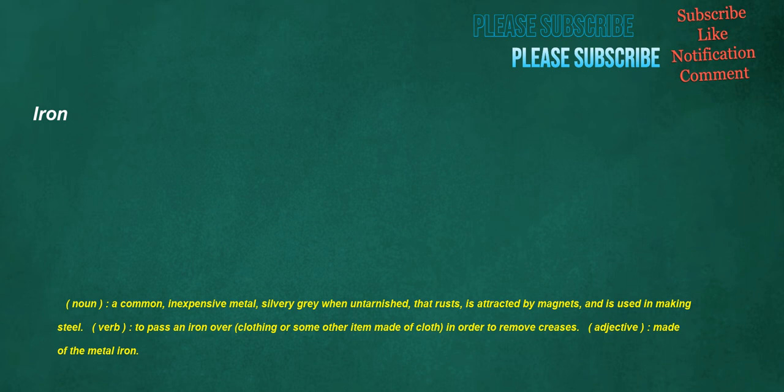Iron. Noun. A common, inexpensive metal, silvery gray when untarnished, that rusts, is attracted by magnets, and is used in making steel. Verb. To pass an iron over clothing or some other item made of cloth in order to remove creases. Adjective. Made of the metal iron.